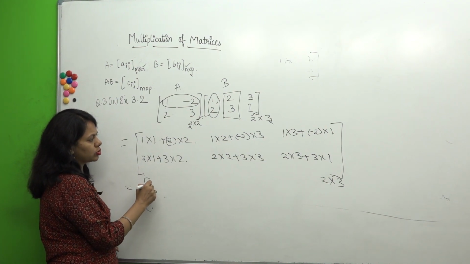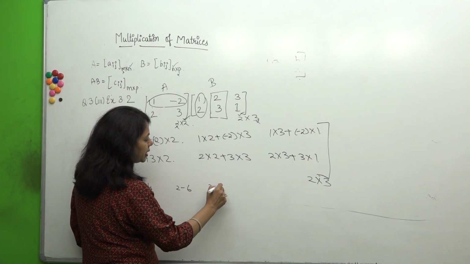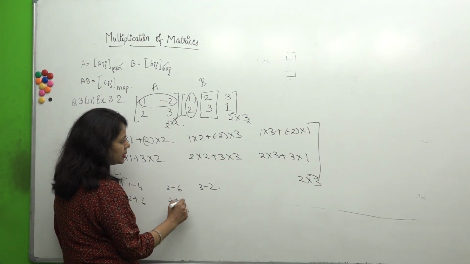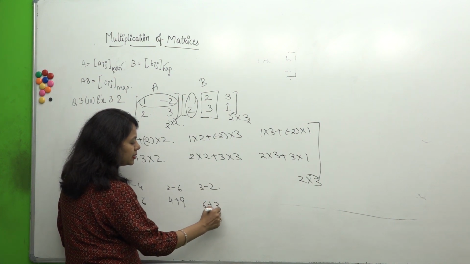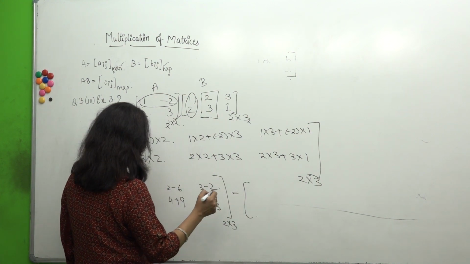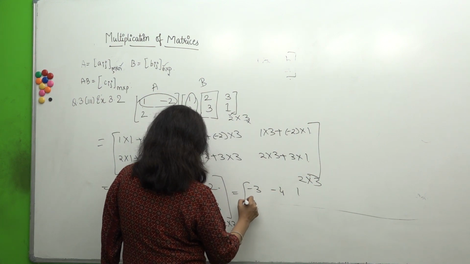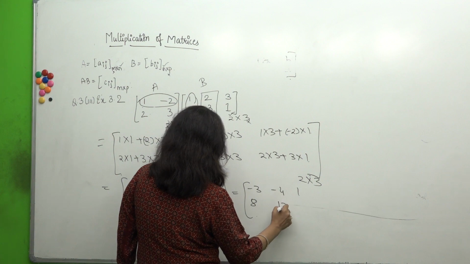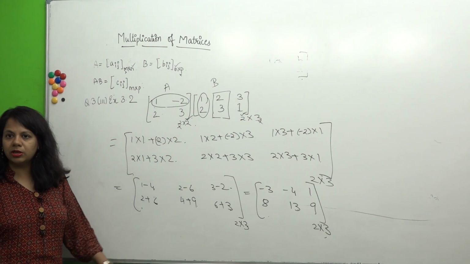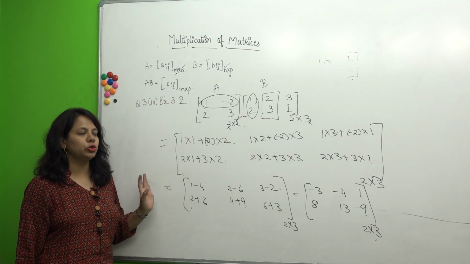1 minus 4. So then what? 2 minus 6. 3 minus 2. 2 plus 6. 4 plus 9. And 6 plus 3. So the final answer that I get over here is minus 3, minus 4, 1, 8, 13 and 9. So I have got a 2 cross 3 matrix with this particular answer. So this is my final answer. So that is how I can multiply any 2 matrices.